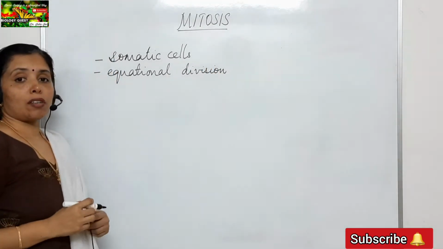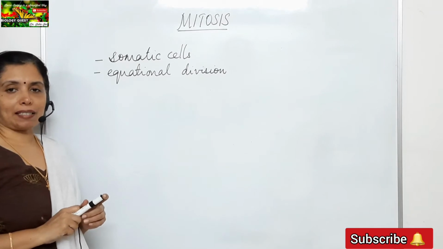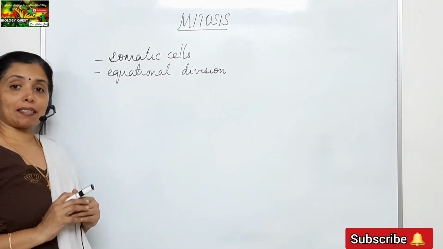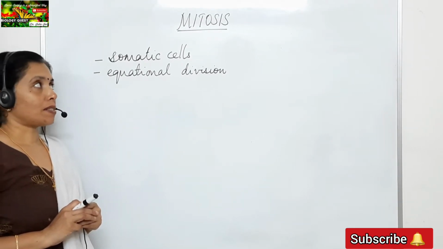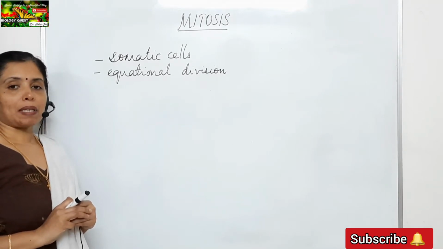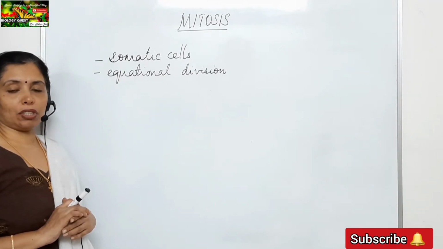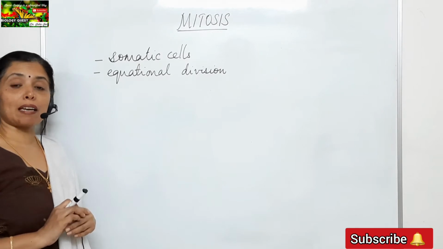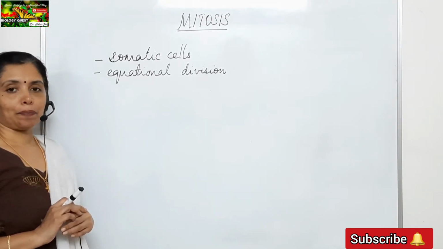That is because the daughter cells produced are exact copies of the parental cell. The chromosome number of the daughter cells remains the same as that of the parental cell, and that is why mitosis is referred to as equational division. A question that can be asked is: give reason, mitosis is referred to as equational division. The reason is that the daughter cells produced have the same number of chromosomes as that of the parental cell.